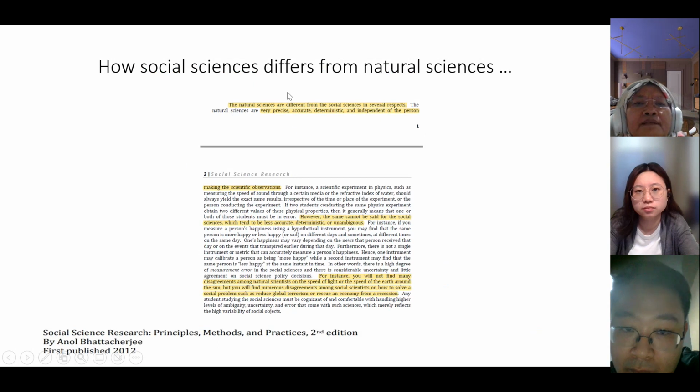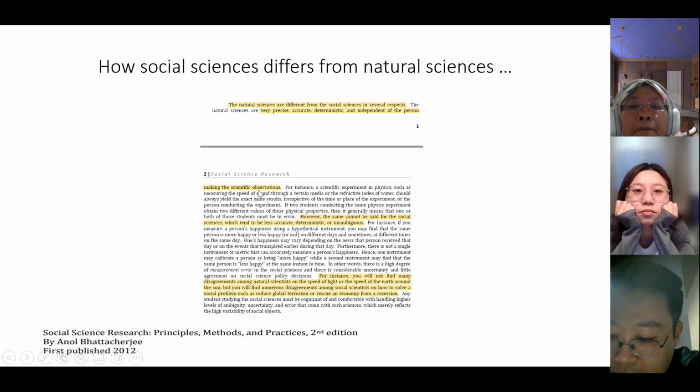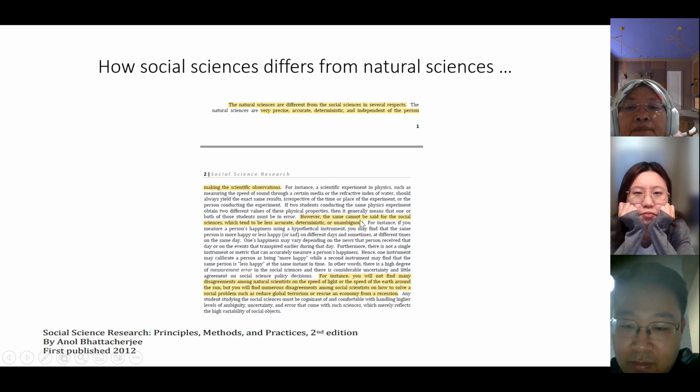And then how social science differs from natural sciences. The natural sciences are different in several respects. Natural science is very precise, accurate, deterministic, and independent of the person making the scientific observation. However, the same cannot be said for the social science, which tends to be less accurate, deterministic, or unambiguous.